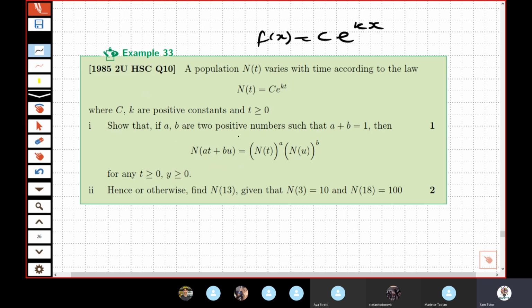Show that if a and b are two positive numbers such that a plus b is equal to 1, then N of at plus bu is equal to N of t to the power of a, N of u to the power of b. What the heck is that talking about? So who wants to give it a shot? Come on, there's got to be someone that's willing to try it. N of at plus bu.